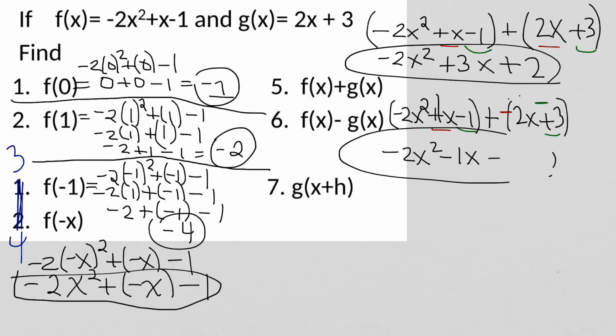Oh, my bad. I did that last part wrong there. It's -1 minus 3, because I'm changing the sign of the plus 3. So -1 minus 3 is -4.